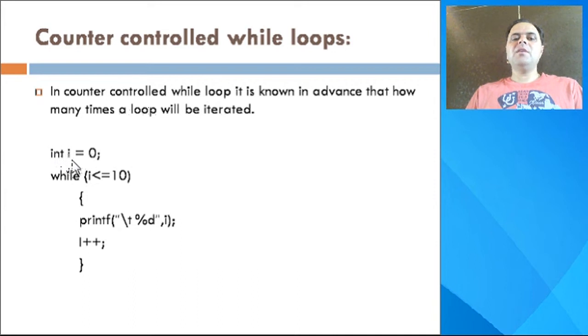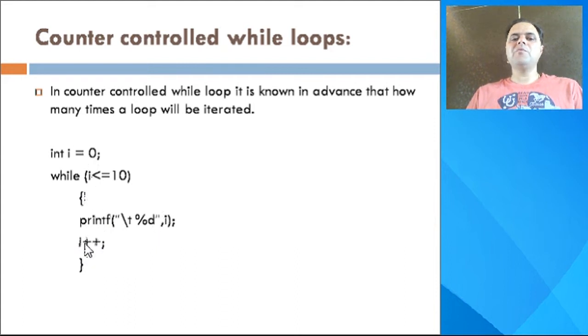For example, we have initialized I with 0, and we have put a condition: until I is less than or equal to 10, the value of I will be printed and I will be incremented. First I is 0. So we know this loop will iterate 11 times, from 0 to 10: 0, 1, 2, 3, 4, 5, 6, 7, 8, 9, 10. The first value of I is 0, this condition is true, the value of I is printed, and then I will be incremented.